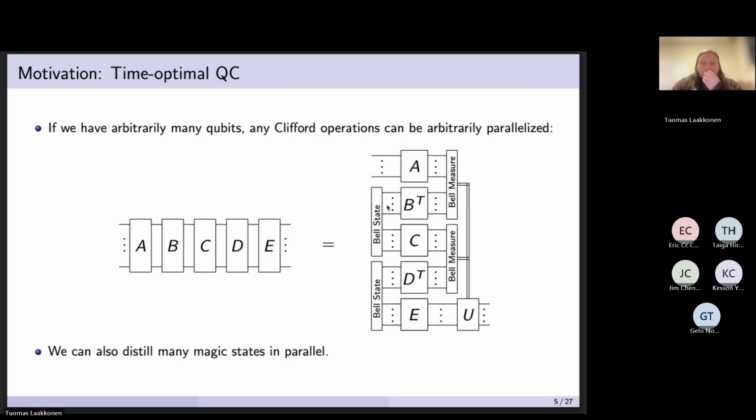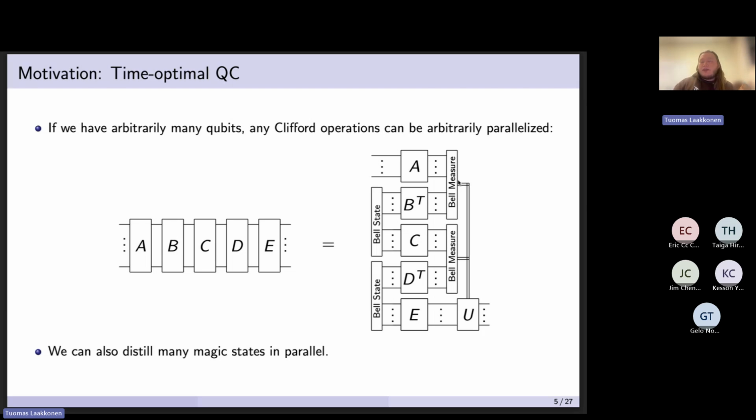And so the first thing to note is that if we were just doing Clifford operations, and if you had arbitrarily many qubits that you can use as many as you want, then you can actually arbitrarily parallelize your quantum computation. So if you have some circuit, like on the left, where I want to do A, and then B, and then C, and then D, and then E, I could actually rewrite this as the circuit on the right, where I'm doing A, B, C, D, and E, but all in parallel. And I have some Bell states that I'm preparing and Bell measurements that I'm doing before and after them. But I can compress this 5-step computation down to 3 steps. And no matter how many steps I have on the left, I'll always have these 3 steps on the right.